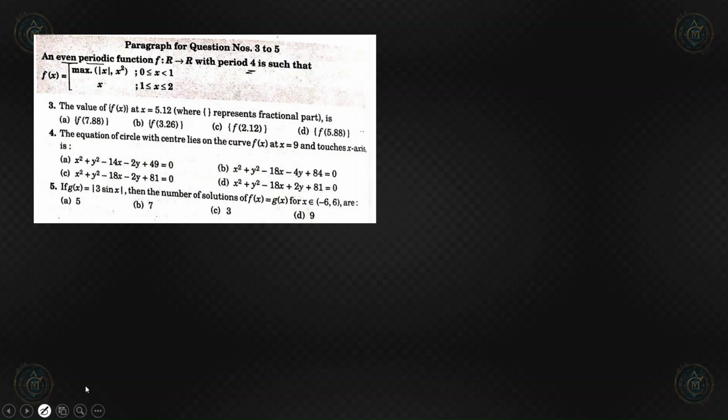So let us try to plot this function first. So we attack this problem graphically. Let's say this is our graph, this is y, this is x, okay. This is x equal to 0, this is 1, this is 2. So let us try to plot the graph first. f(x) is the maximum of mod x and x square, okay. So y equal to x square will look something like this if we try to plot it in 0 to 1, right?